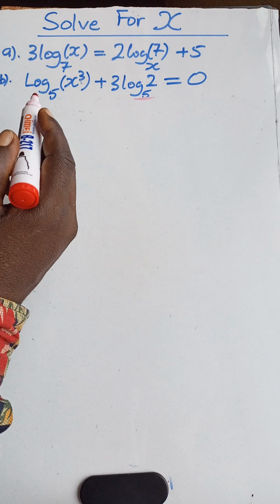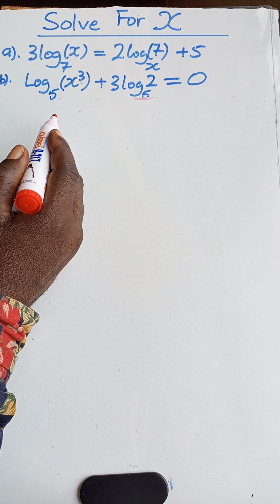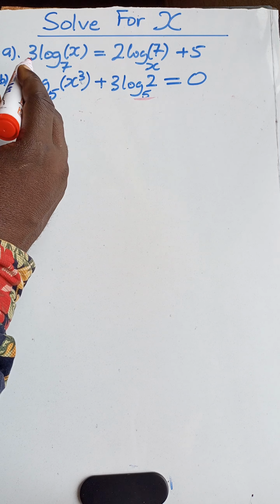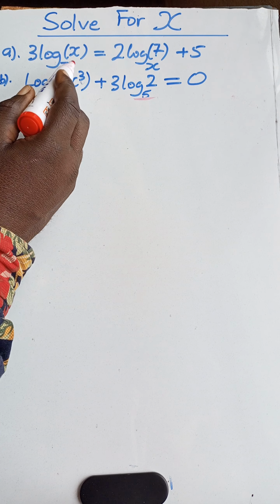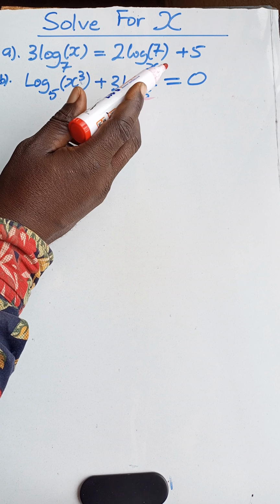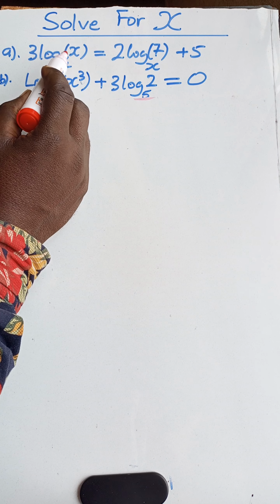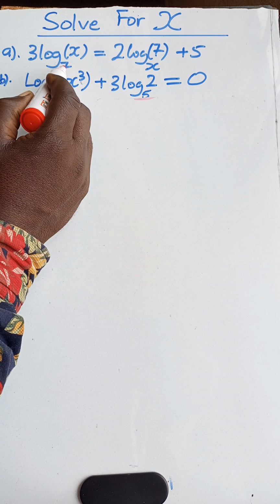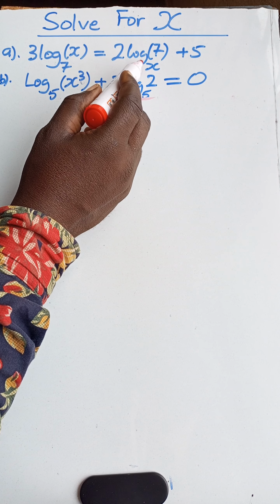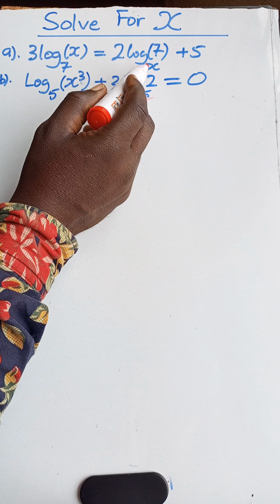Here we have two equations involving logarithm to solve for x. The first one, 3 log x base 7 is equal to 2 log 7 base x plus 5. If we look at the first one very well, we see that here we have log x base 7, but here it has been reversed. It is now log 7 base x.